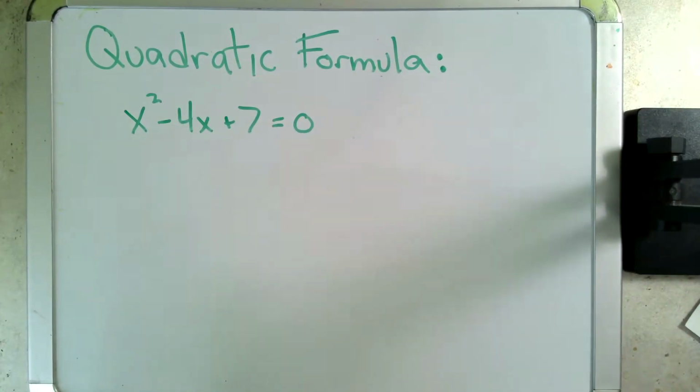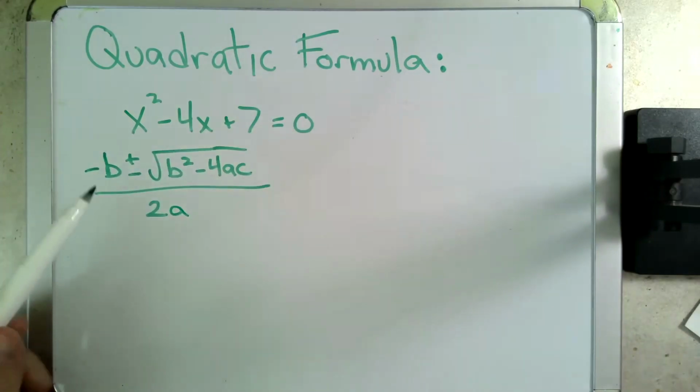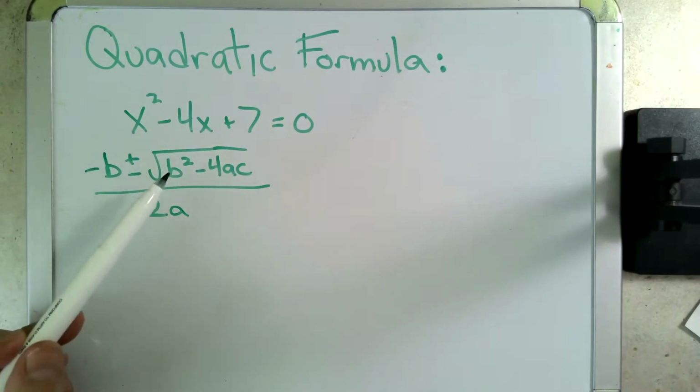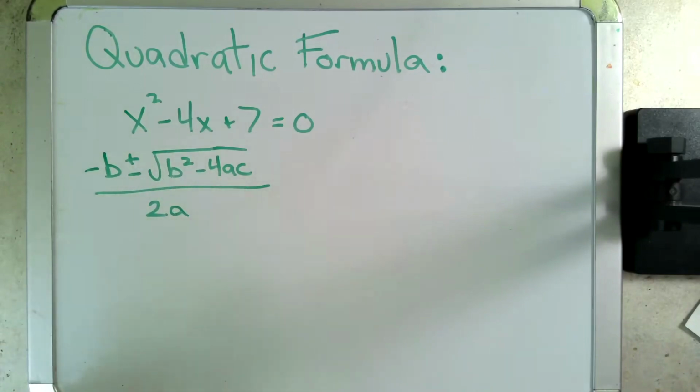So we're going to work with x squared minus 4x plus 7 equals 0. So let's get that formula up there on the page. If you haven't watched my video of the quadratic formula as a song, it is definitely worth the 45 seconds. Go take a look. There it is in all its glory. Negative b plus or minus the square root of b squared minus 4ac all over 2a.